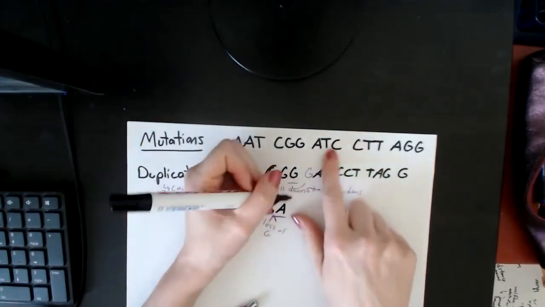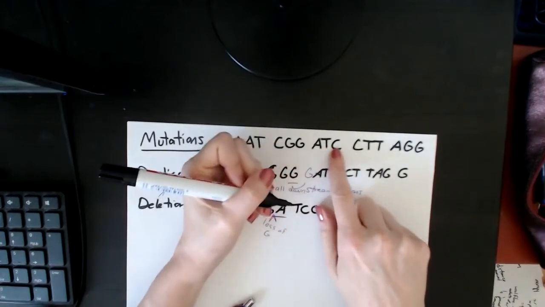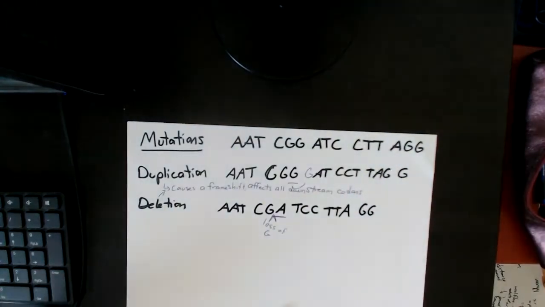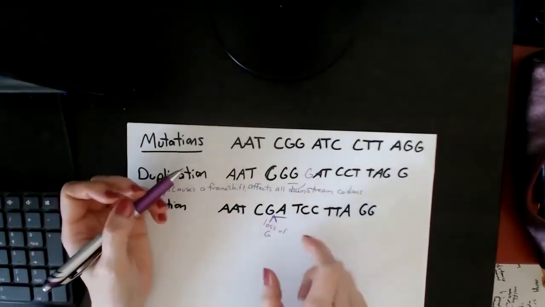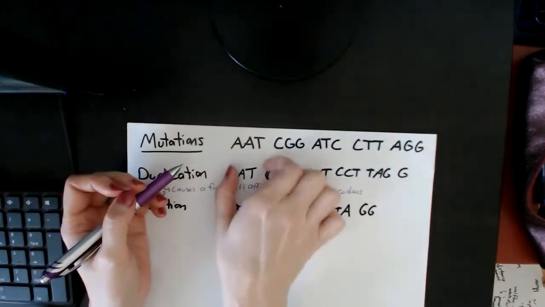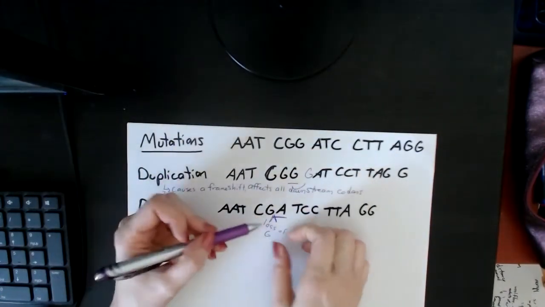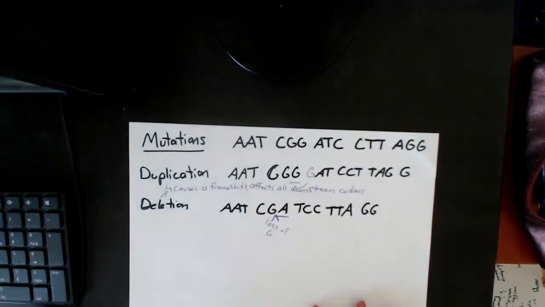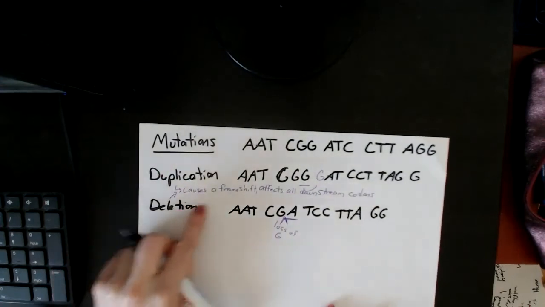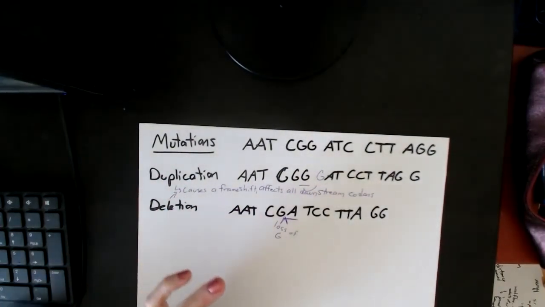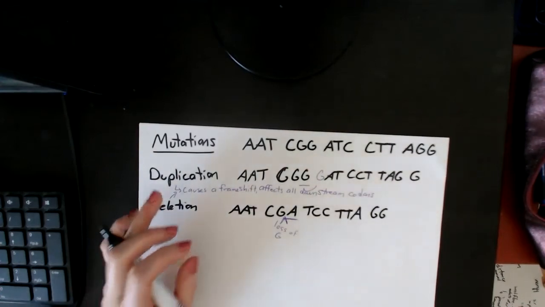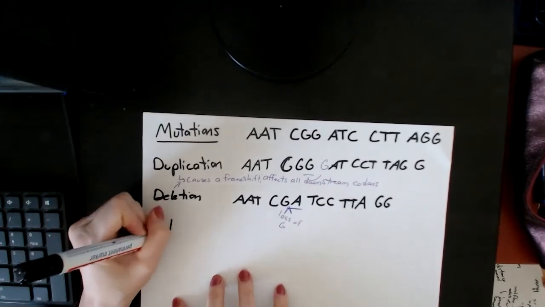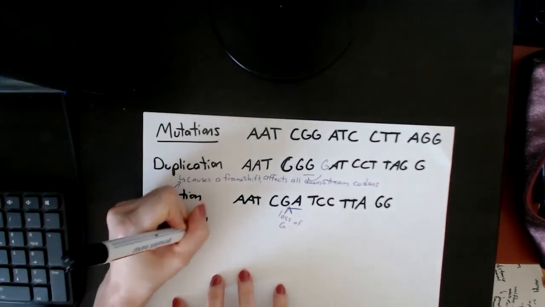And then this will be a TCC, and then a TTA and a GG, and it would continue on. The idea is that if you look, the AAT again is fine, but the CGG now becomes CGA because you've lost a G. And then all of these now look nothing like what they should be. So both of these cause frame shifts, and they can be really deleterious, really bad news, and lead to a non-functioning protein.